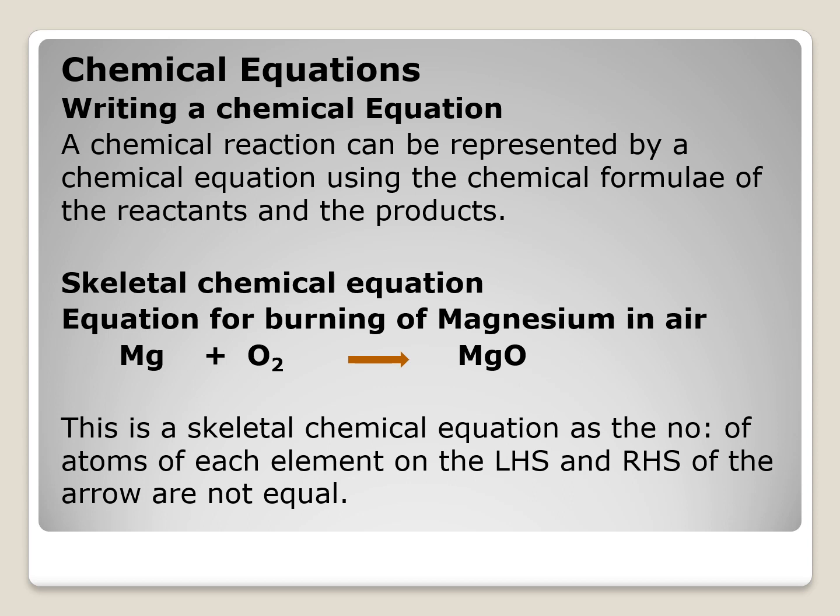Let's see an example of a skeletal chemical equation. Skeletal chemical equation of burning of magnesium in the air is as follows. Magnesium Mg plus oxygen O2 gives magnesium oxide MgO. In this equation, the number of atoms of each element on the left hand side and right hand side of the arrow are not equal.